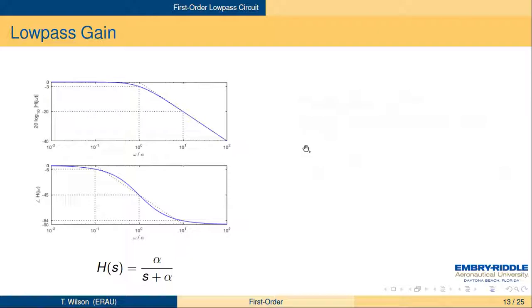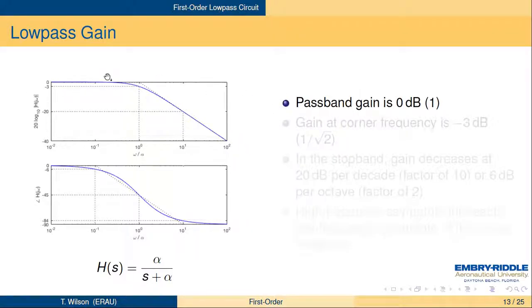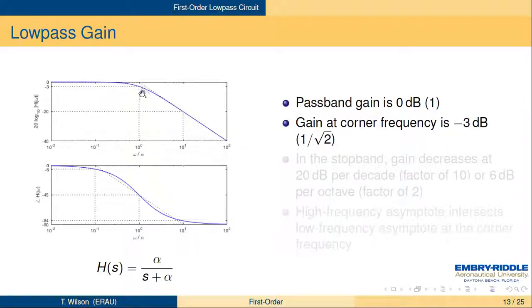And we look at this on the Bode plot. For the gain, let's look at the upper panel here. We see the passband gain is 0 dB. That's an ordinary gain of 1. 20 log base 10 of 1 is 0. At the corner frequency, which we're plotting versus ω/α, so this is normalized by the corner frequency α, we get a gain of -3 dB. That is, it's attenuated by 3 dB. It's got a factor of 1/√2 in the ordinary gain. That's the half power point.